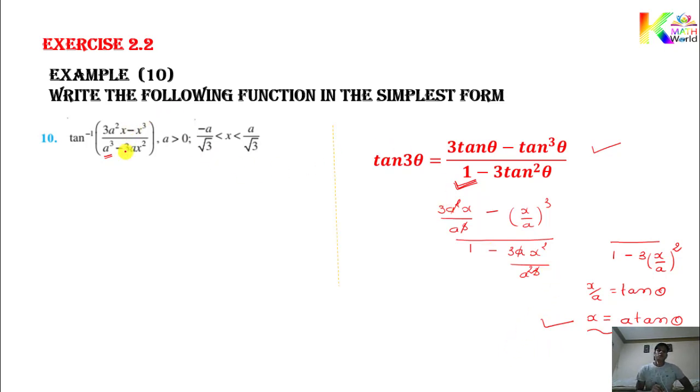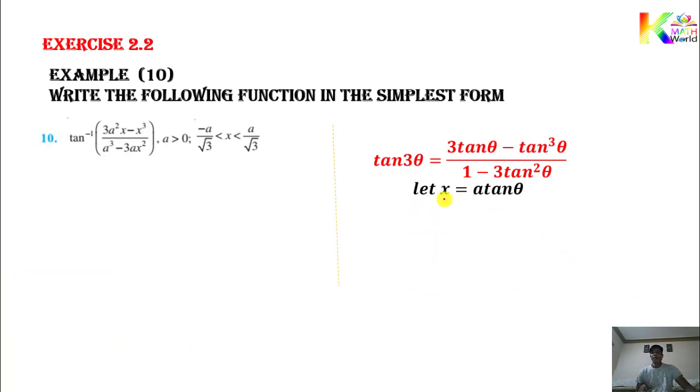For this particular question, you need to remember this formula: 3 tan theta minus tan cube theta over 1 minus 3 tan square theta. Now replace your assumption, or we can start with this one. This is just for your understanding. So let x equals a tan theta. From this, a on this side, so you got x by a equals tan theta. So tan function on this side converts to tan inverse, so we get tan inverse x by a equals theta.